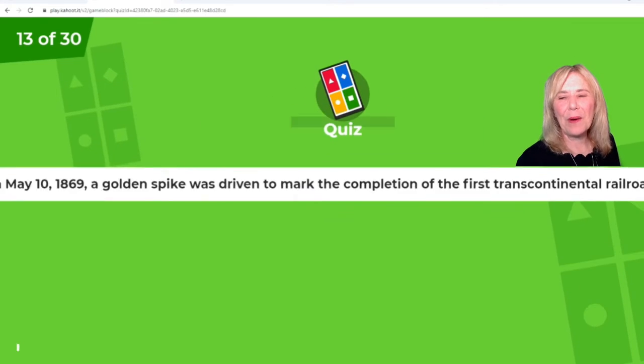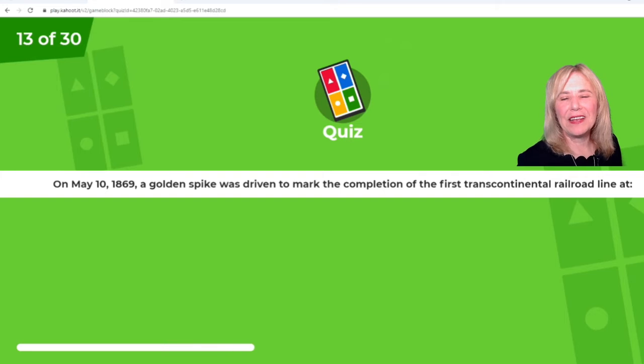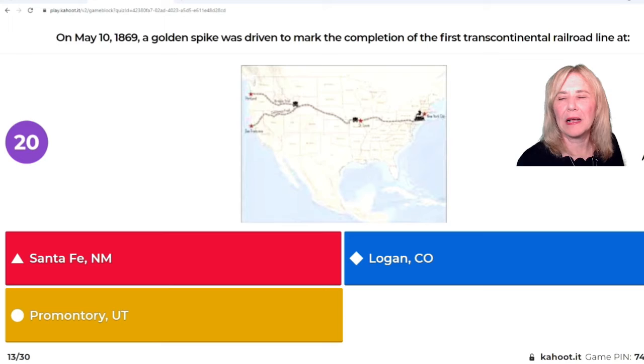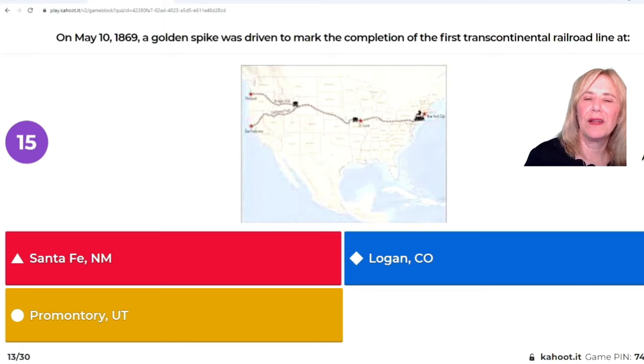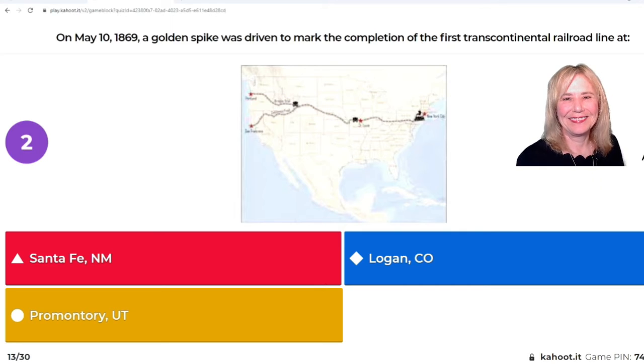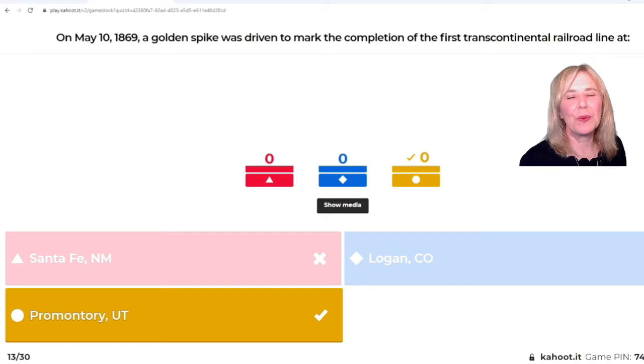All right, here we go with another one. Question 13, on May 10th, 1869, a golden spike was driven to mark the completion of the first transcontinental railroad line at Santa Fe, New Mexico, Logan, Colorado, or Promontory, Utah. Let's see if you can guess that. This is for the first railroad. If you guessed Promontory, Utah, you guessed the right answer.